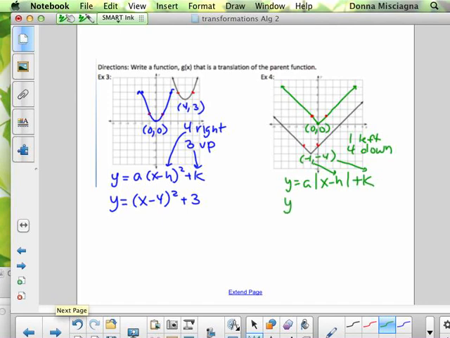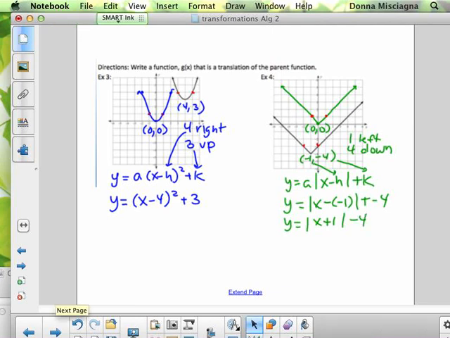So that gives us y equals, and we can drop the a, the absolute value of x minus a negative 1, and that goes in the absolute value bars, plus a negative 4. Let's get rid of these double signs and make it y equals the absolute value of x plus 1, minus 4. And there we go. We've written the equation for our absolute value graph.